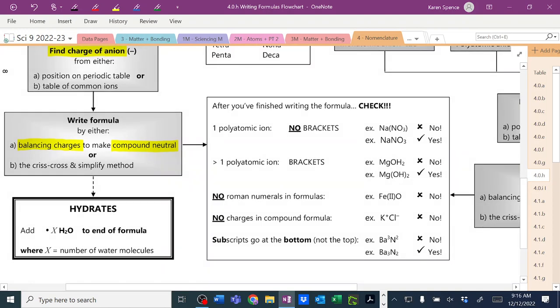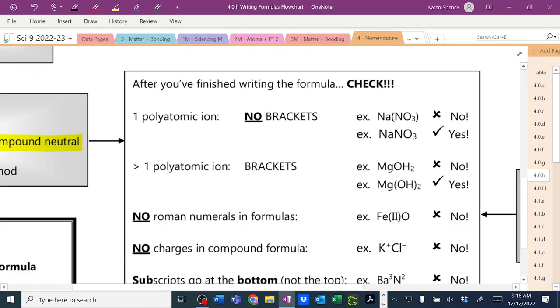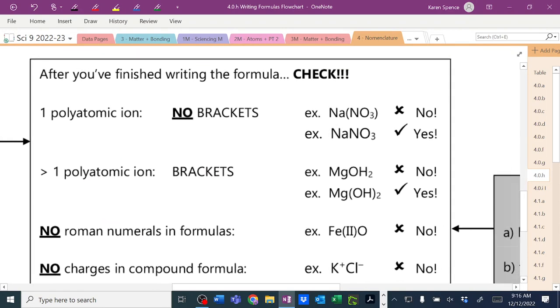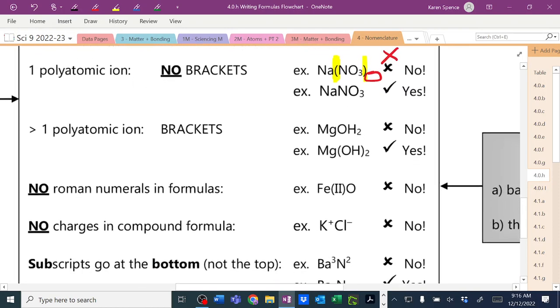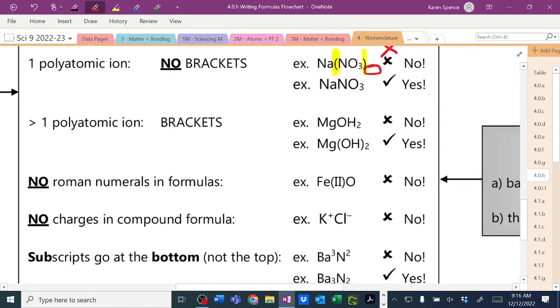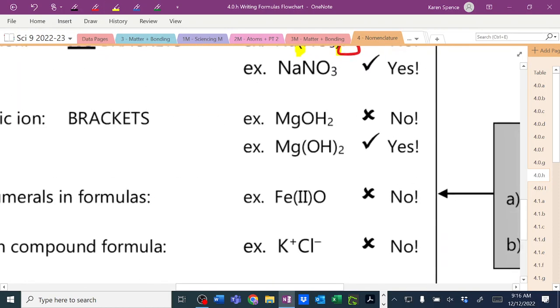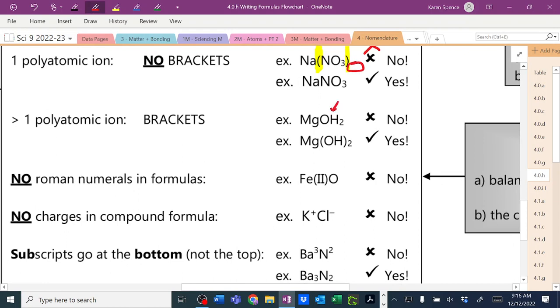Here's a few things to check that people get wrong. After you've finished writing the formula, you're going to check, did I draw brackets and I have no number on the outside? Is that okay? No. So I would write it without brackets if I don't have more than one of them. Is it okay to write OH without brackets? Like this.